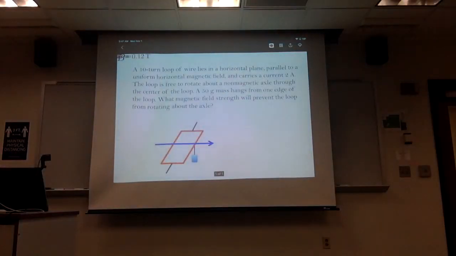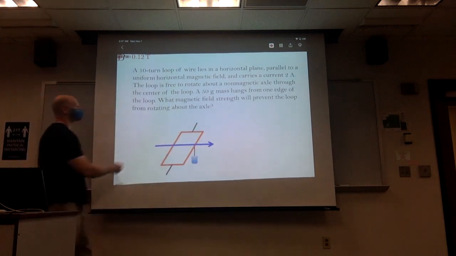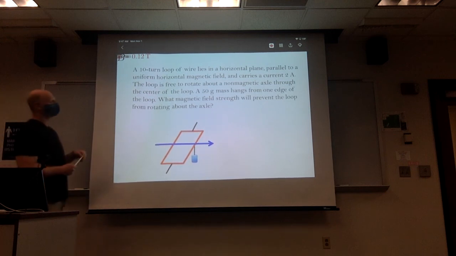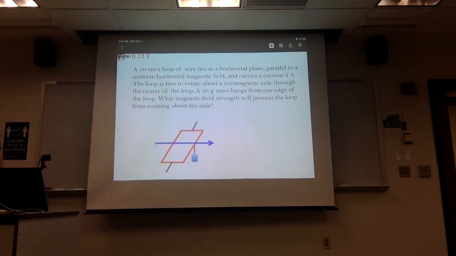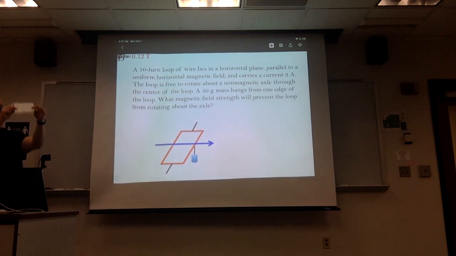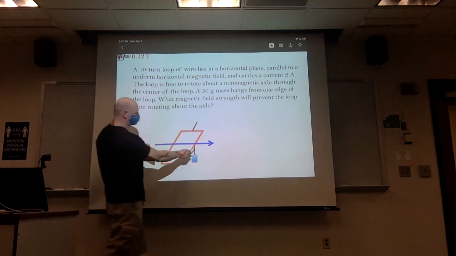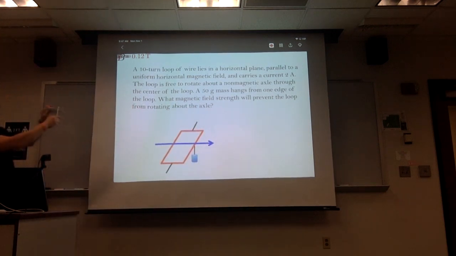So it says we have a 10 loop wire, that's this thing. So there's 10 loops here. It's in a uniform magnetic field region and carries a current of 2 amps. The loop is free to rotate about these axles here. So basically, here is my loop. This thing is free to rotate like this about the central axis here. Over here, I have a mass of 50 grams, which hangs on the edge of this thing. So what I have is 50 grams hanging here.